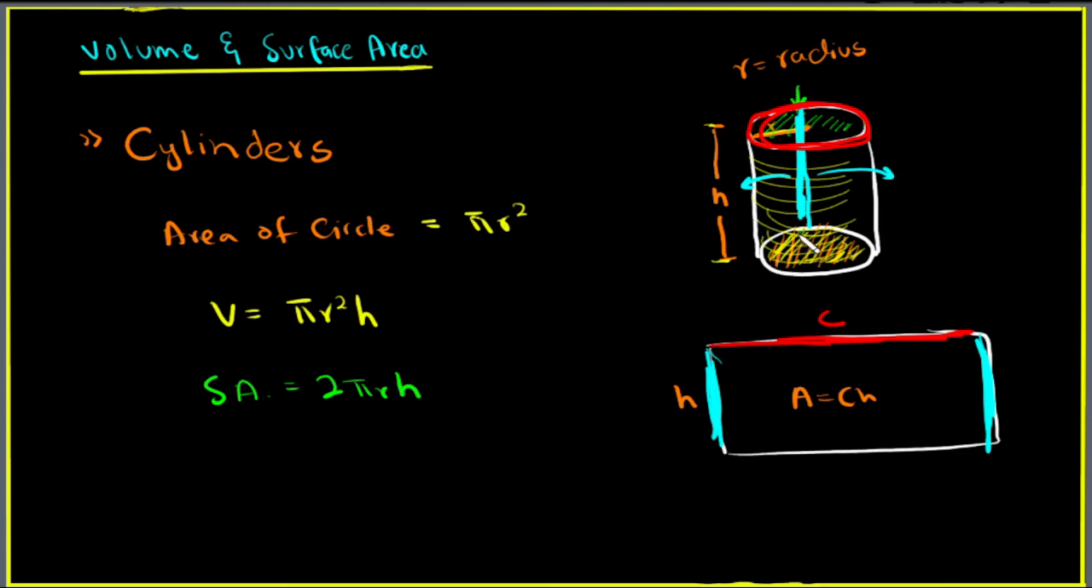And in case the cylinder is closed from top and bottom, then we just need to add 2 times pi r square, because these are just two circles. And two circles means 2 pi r squared. Pi r squared is the formula for the area of the circle that we just wrote down here. That's how we calculate the surface area of the cylinder.